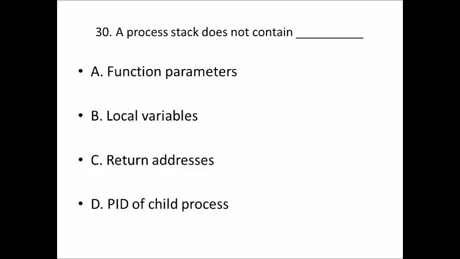30th bit. A process stack does not contain option A function parameters, option B local variables, option C return addresses, option D PID of child process. Option D PID of child process.